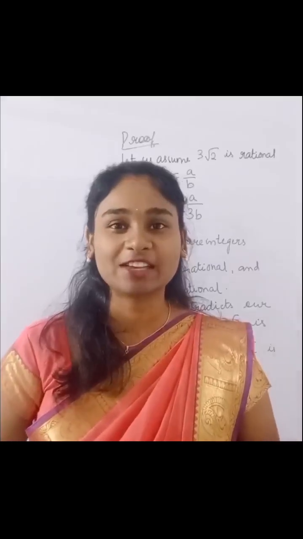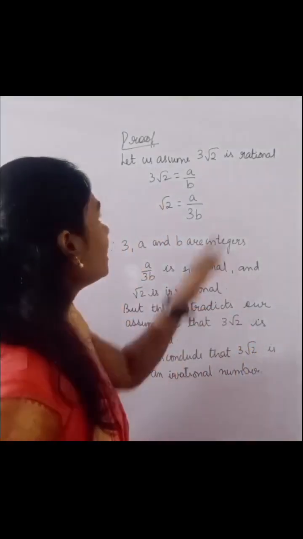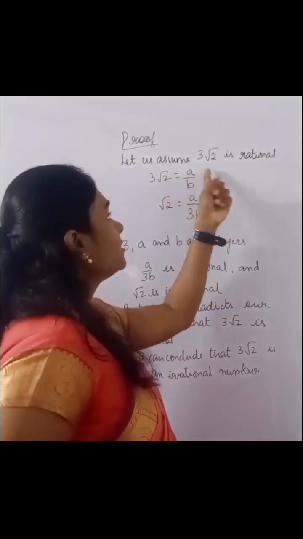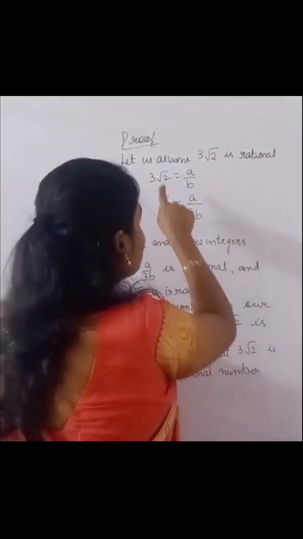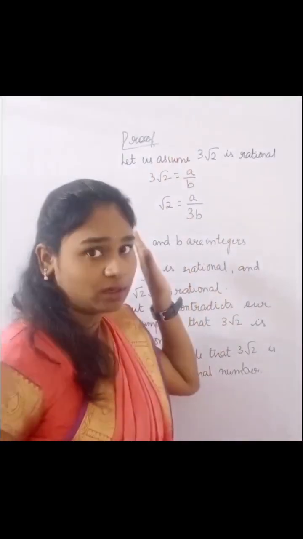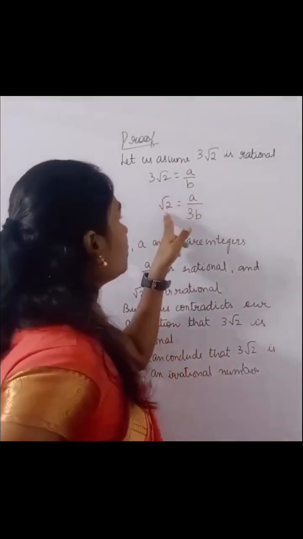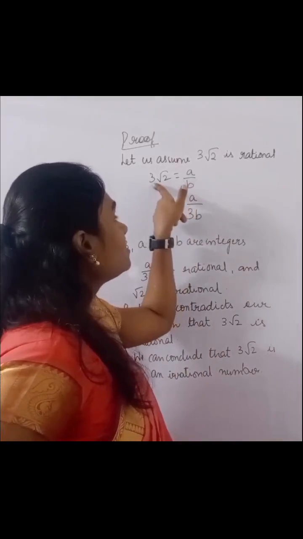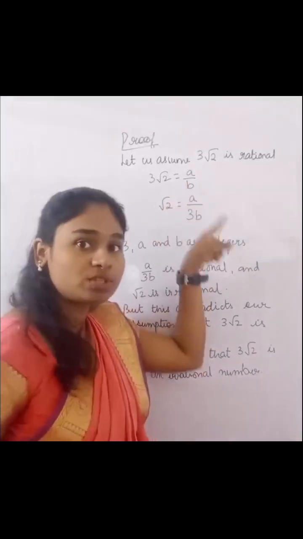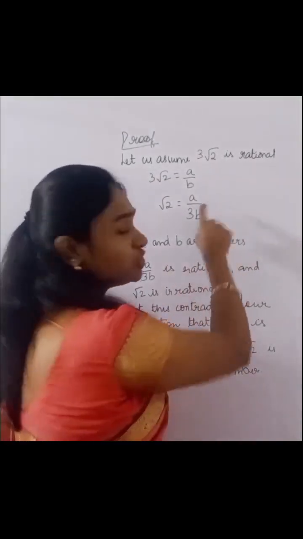Let us solve example number 7 of real numbers. We have to prove that 3 root 2 is an irrational number. First of all, again, we will have to assume that 3 root 2 is a rational number. If it is a rational number, then putting in the form of a by b, what do we get? I will isolate the irrational number to the LHS and the rational to the RHS. So now root 2 will be equal to a by b, and this 3, when I shift to the RHS, it becomes divided. Here it is multiplied, so when you shift to the other side, you get divided. Now 3, a and b are the integers, isn't it?